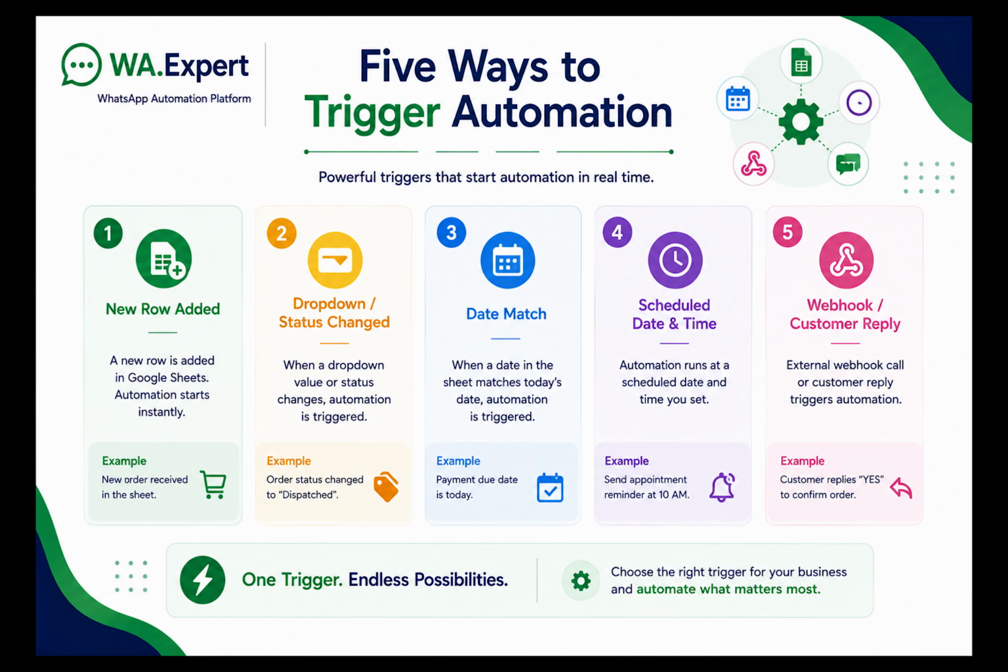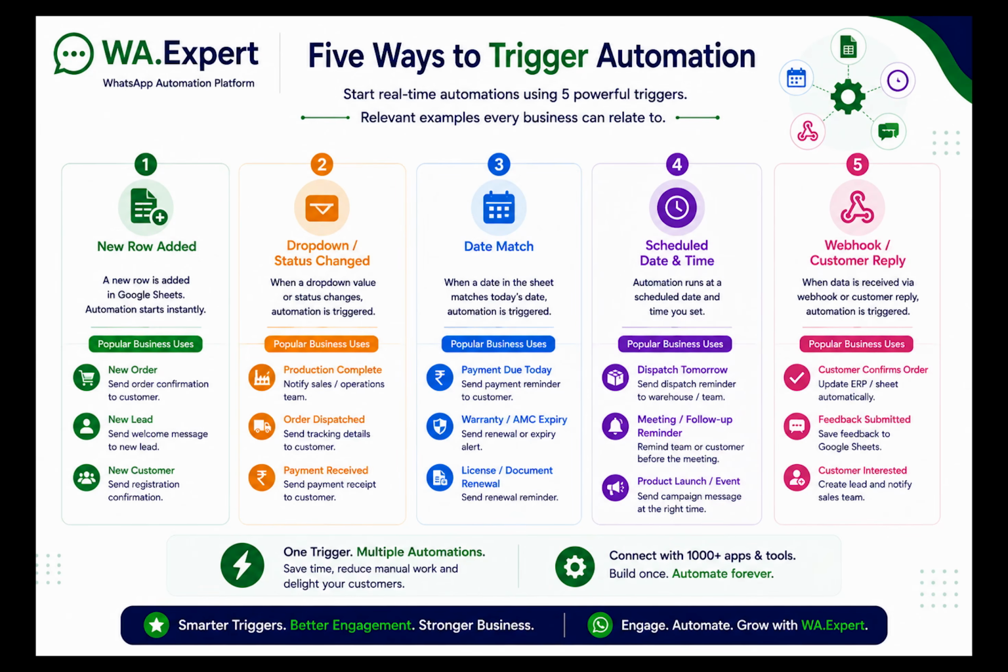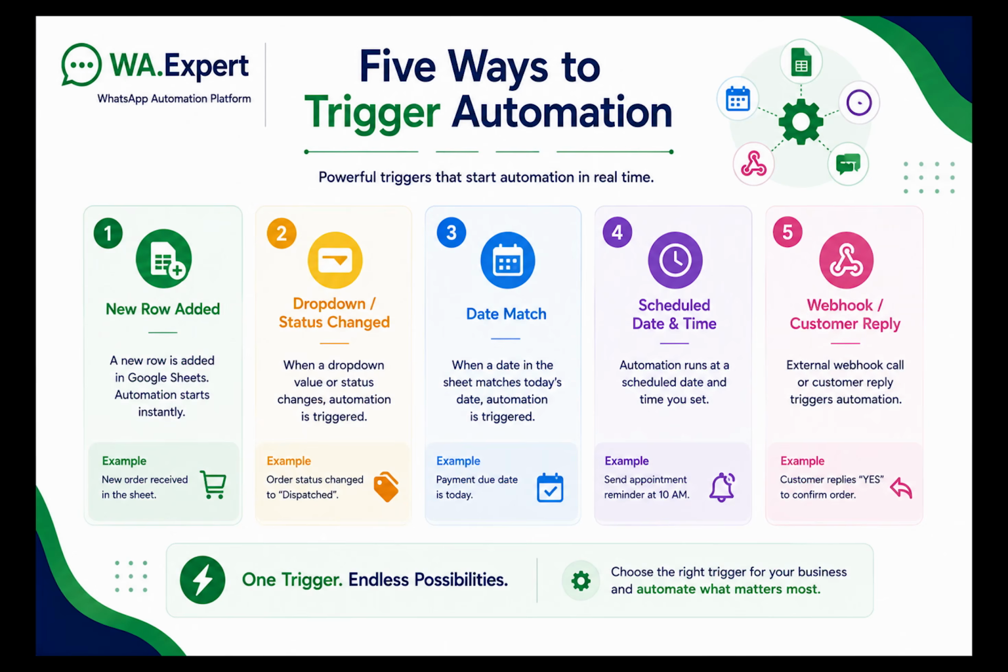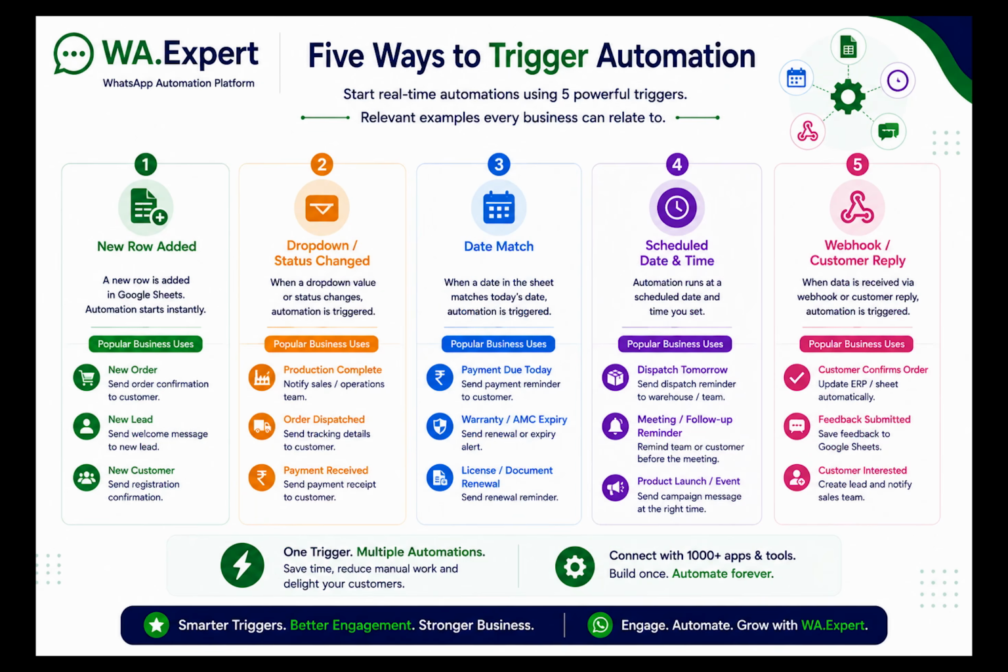Next is a date match. So date match is, suppose a payment is due and you have a list of people who owe you money on a Google Sheet, and you have the dates mentioned. Automatically, the code can match the date mentioned and immediately trigger a WhatsApp message through WA.expert. It could be any AMC expiry, license document renewal, any payment reminders. This is actually very commonly used for birthday reminders, by the way, a date match system.